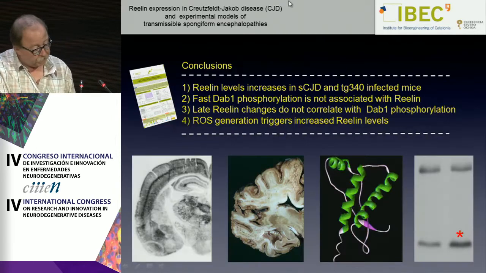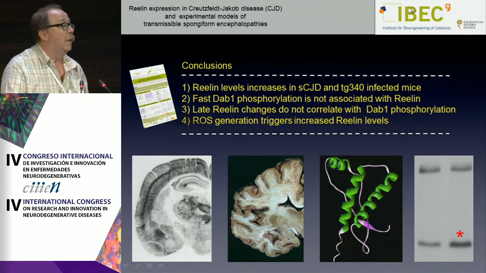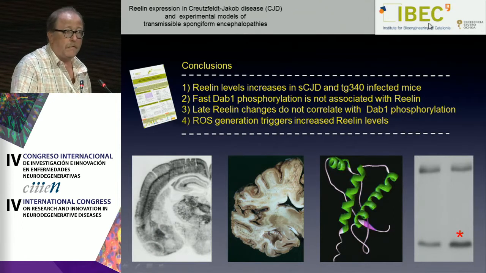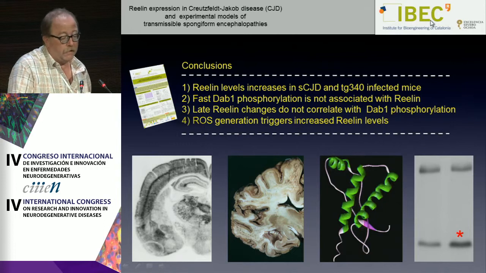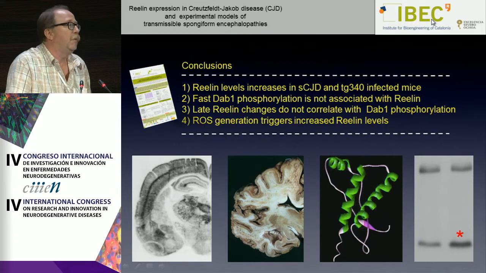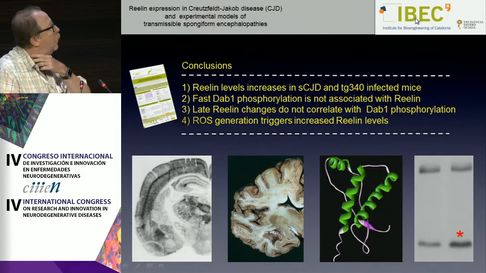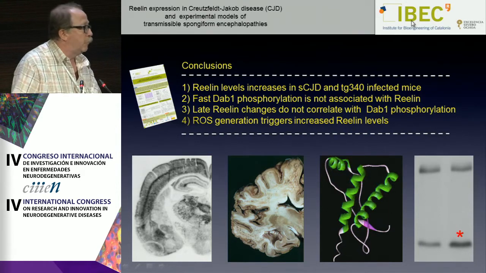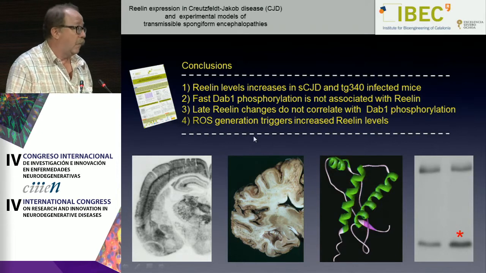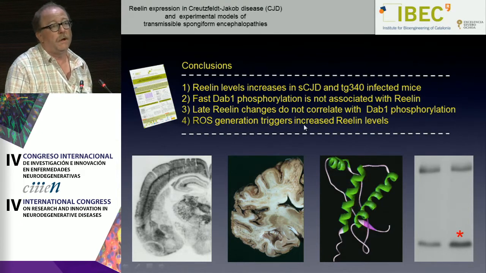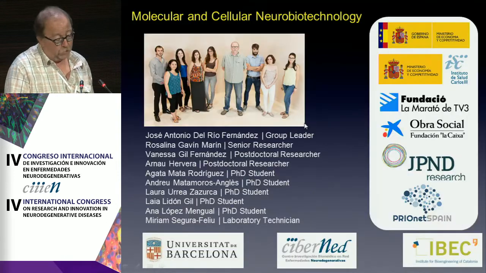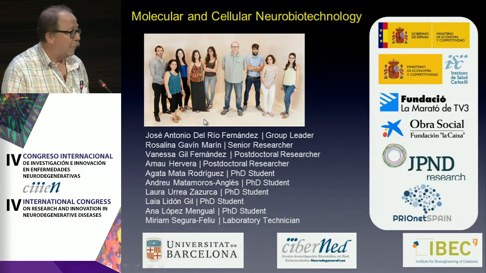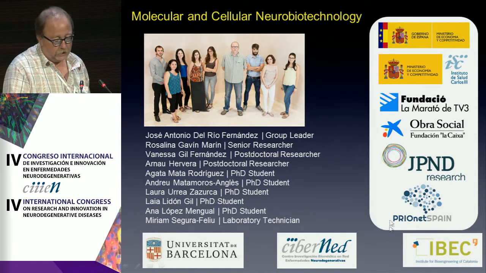So in conclusion, what we observed is that reelin levels increase in prion diseases and in infected mice. The fast DAB1 phosphorylation is not associated with reelin, and late reelin changes do not correlate with this phosphorylation, which seems to point, as in the Alzheimer's study, that maybe this reelin is not functional. And more relevantly, ROS generation is responsible for the increase in reelin that happens in our culture. To finish, I would like to thank the people who normally do these experiments, all the funding and the association, and of course the help of CIEN. Thank you for the attention.